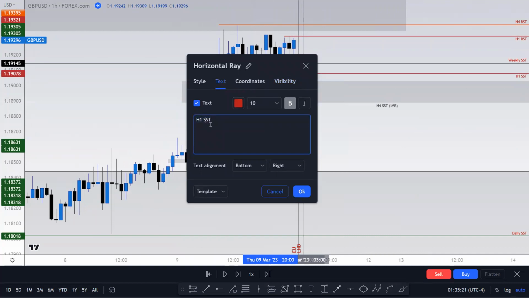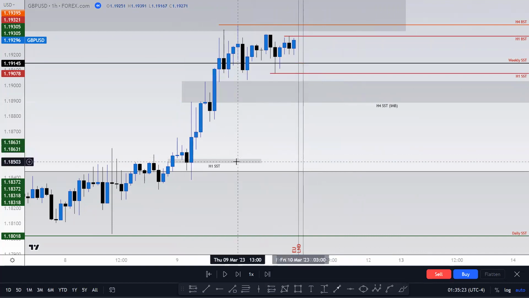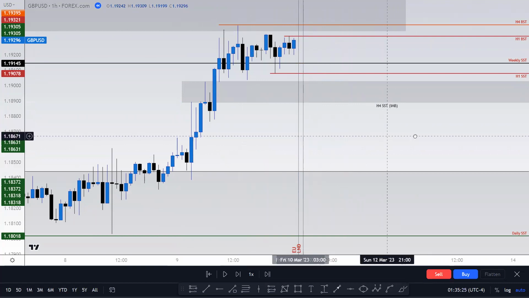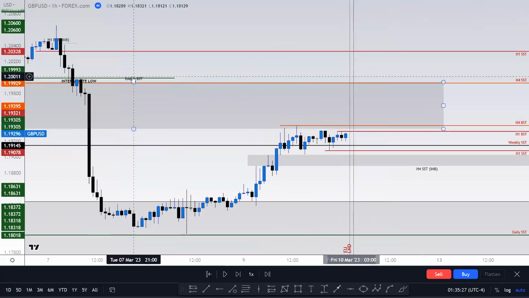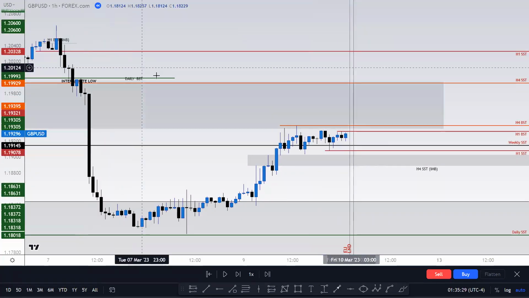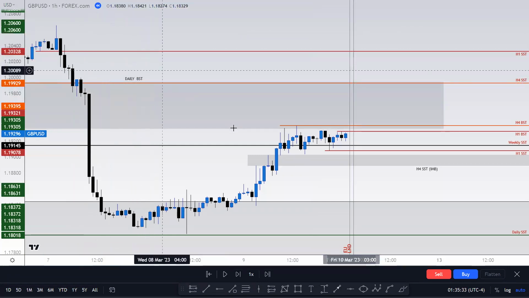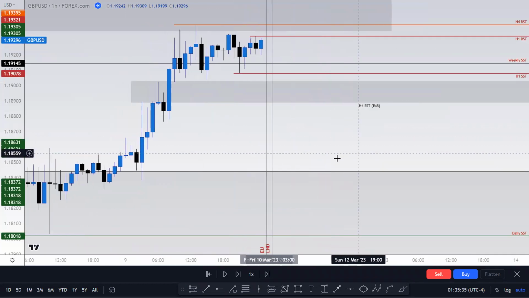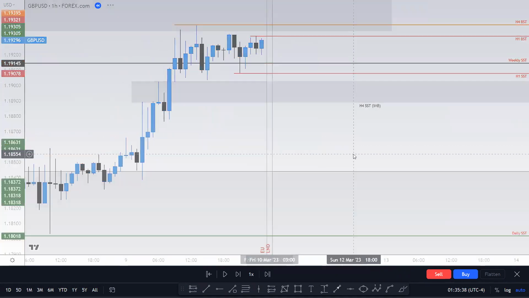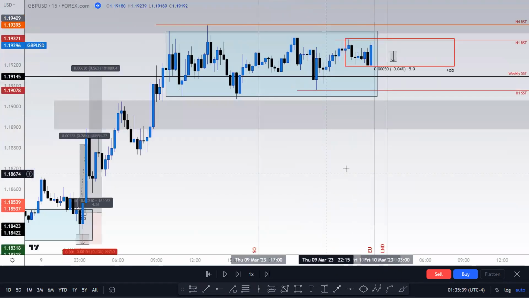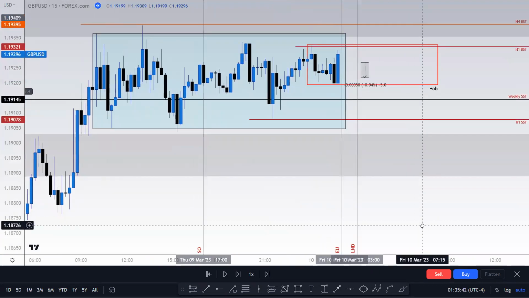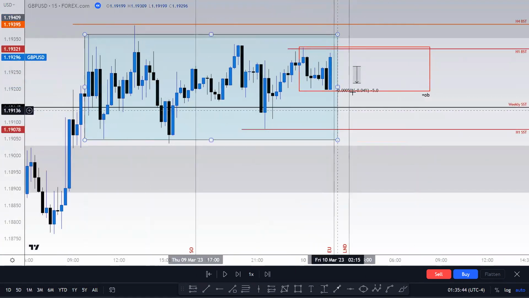I'm going to update my levels, ensure that any clutter has been eliminated. It's important to keep your chart as clean as possible. Intermediate low gone. I don't need you anymore. All right. So going to the 15 minutes now. So this is the pre-EU open levels that I identified, with this being the high and this being the low of the range. Just going to remove this.